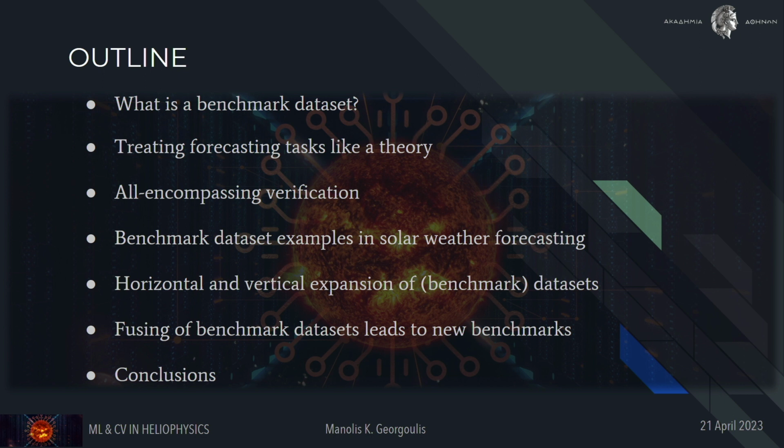Anyway, I'll start with a simple definition. You can find many around, but that's the simplest one I could find that I agree with. Then I'll try to connect this with how you do forecasting tasks by relying on this data, which is kind of a traditional notion, that of the theory, and I will explain what I mean. Then I'll talk about verification briefly, some examples, expansion of benchmark datasets, and a property of benchmark datasets, which is similar to the property of potential fields for those who have a solar physics background. Any superposition of potential fields is a potential field itself. Any superposition of benchmark datasets is a benchmark dataset.